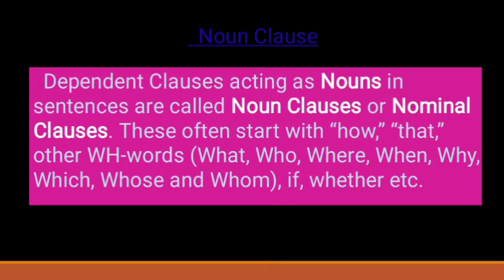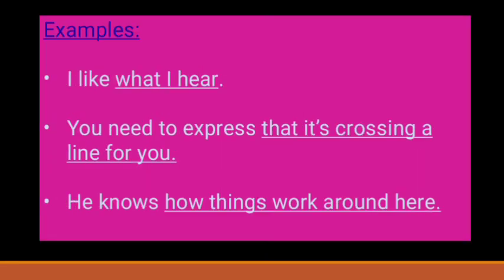Dependent clauses acting as nouns in sentences are called noun clause or nominal clauses. These often start with how, that, and other WH words such as what, who, where, when, why, which, whose, and whom, if, whether, and etc. Examples: I like what I hear. You need to express that it's crossing a line for you. He knows how things work around here. What I hear, that it's crossing a line for you, how things work around here, are clauses acting as a noun in a sentence.